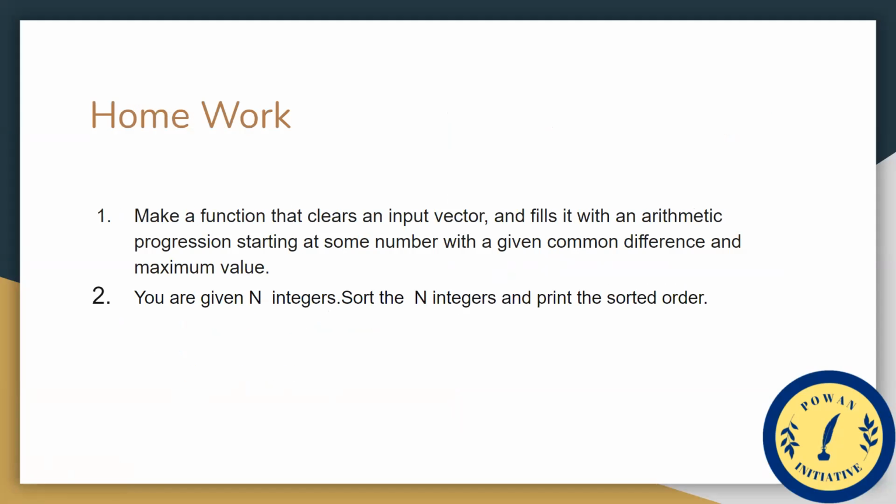Now let's go to the homework. Okay, see, these are the two questions for you. The first question is to make a function that clears an input vector and fills it with an arithmetic progression starting at some number with a given common difference and maximum value. The second question is, you are given n integers, sort the n integers and print them in sorted order. See guys, let's do these questions on your own. Play with vectors and apply all the things that you have learned in those 2 lectures on vectors. Apply all your knowledge, do it on your own and have fun with vectors.